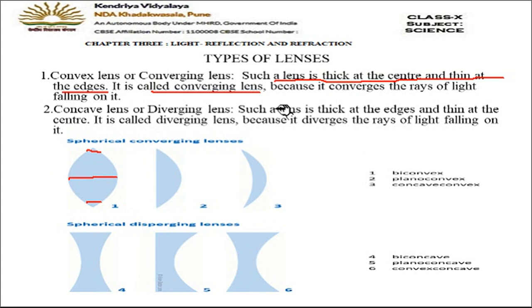Then, why are we calling it a converging lens? Because it converges the rays of light, it combines the rays of light. Now you can see here that in the first diagram both the surfaces are spherical. This is also spherical, this is also spherical. But in the second case here, you can see the names also written here.